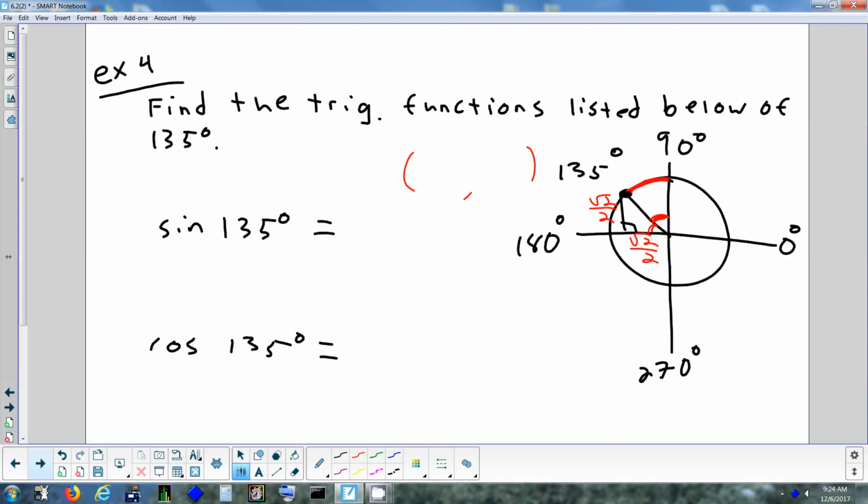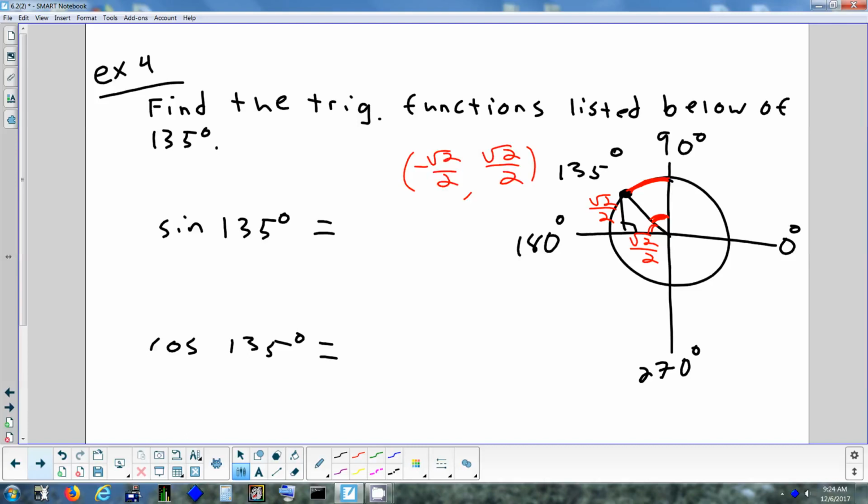Okay, so what would be the coordinates for 135? Yeah? Would it be negative square root of 2 over 2? And then the next one would be square root of 2 over 2. Yeah. So there's 4 versions of the 45-degree angle coordinate. Both positive, both negative, and then one of each where you have one negative and the other positive.